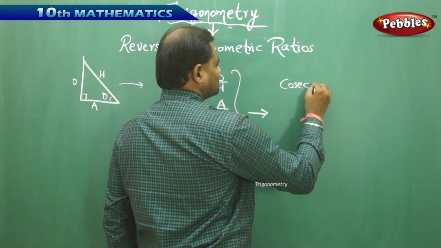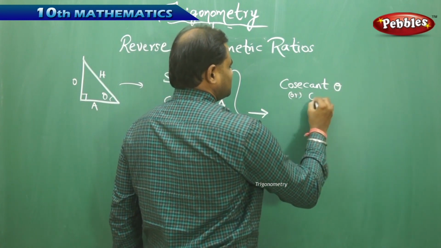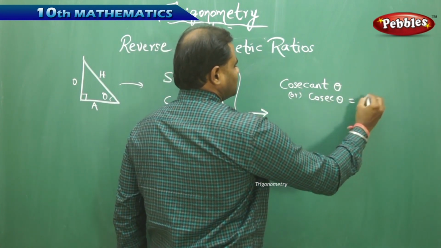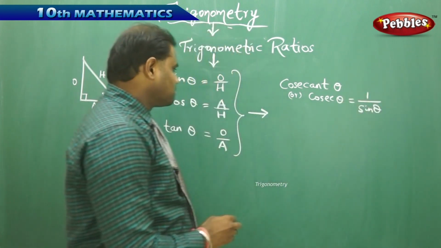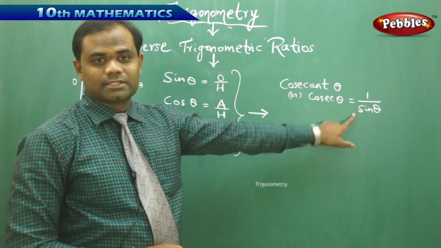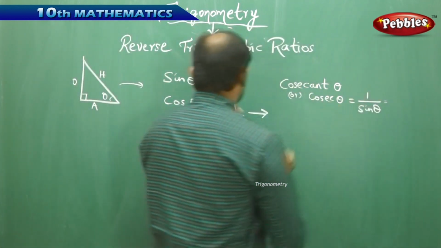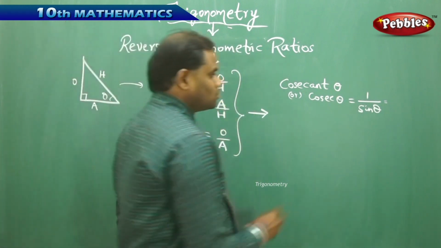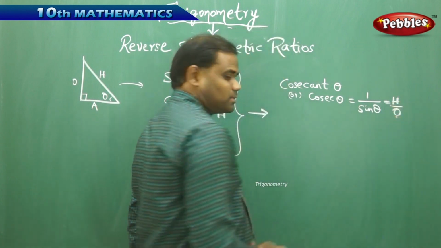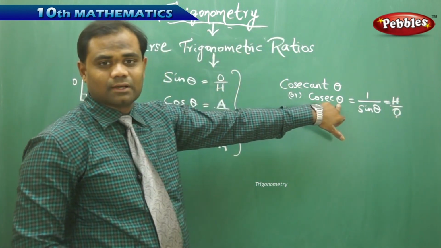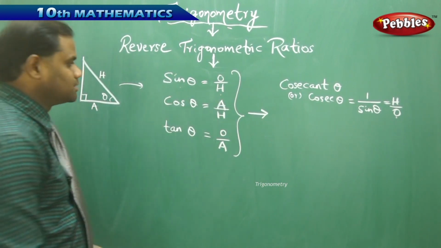cosecant theta, or we can even call this cosec theta, equals 1 by sine theta. So the reciprocal of sine is called cosecant theta, and the reciprocal of this would make O by H into H by O. Therefore, hypotenuse by opposite is referred to as cosecant theta, and opposite by hypotenuse is referred to as sine theta.